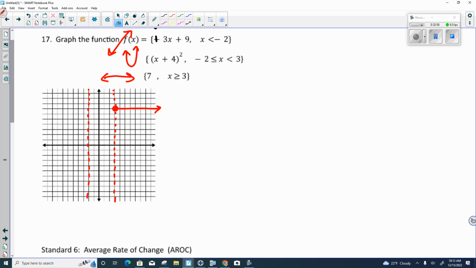That is worth a point. Your closed circle is worth a point. This is a 6-point problem. Do I see your domain dots? Do I see your closed circles? Do your pictures look like what they're supposed to?